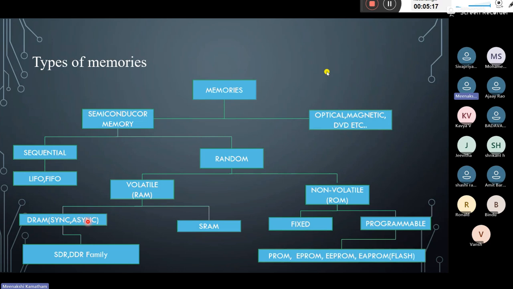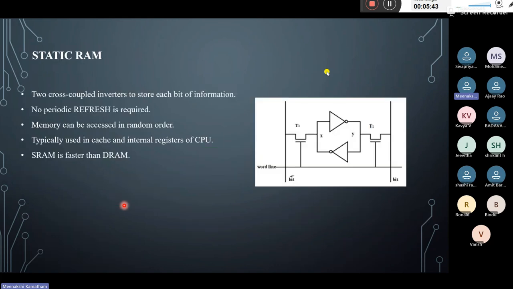DDR DRAM and SDR DRAM all come under volatile memories. And coming to ROM, there are programmable memories, EEPROM, EPROM, and flash memories. All of these come under non-volatile memory, while cache memories and SRAM come under volatile memories. Coming to SRAM and DRAM, what is the main difference between them? Why is only DRAM used in DDR? What was the main advantage of using DRAM?